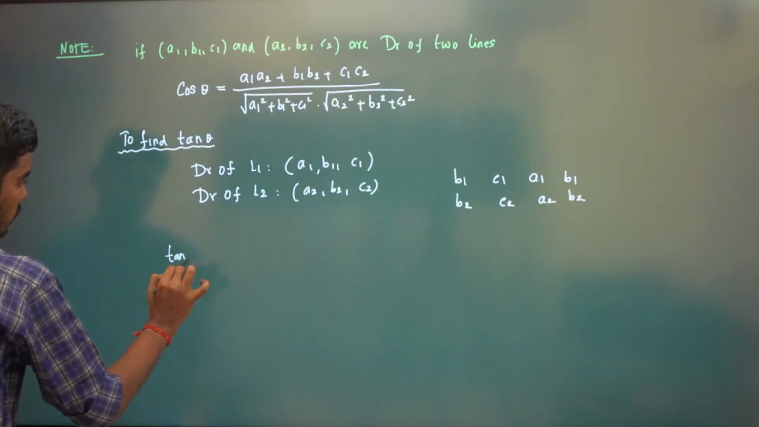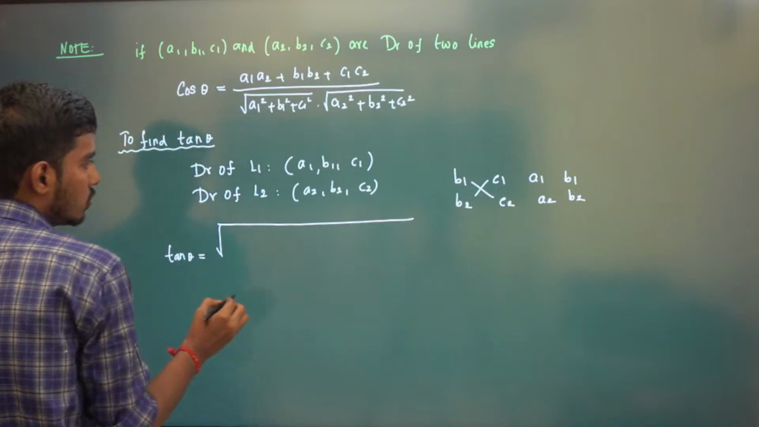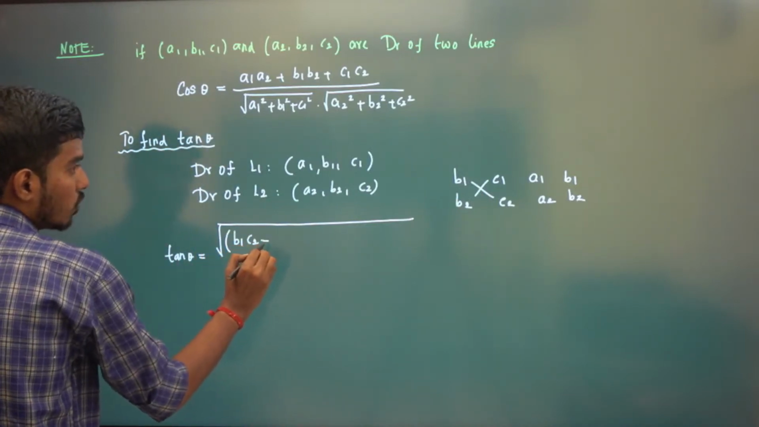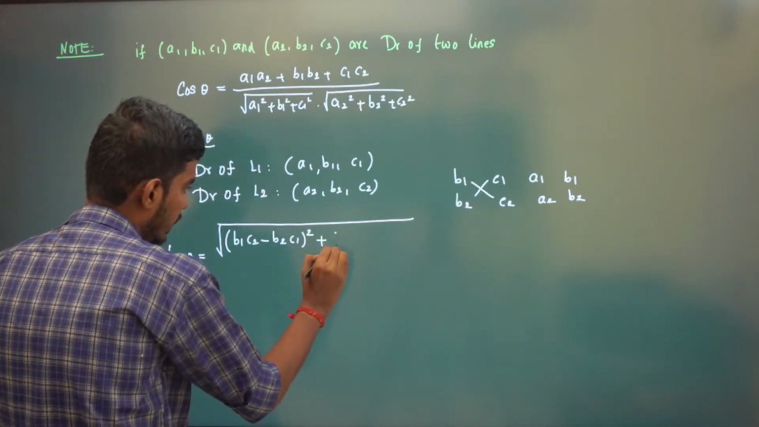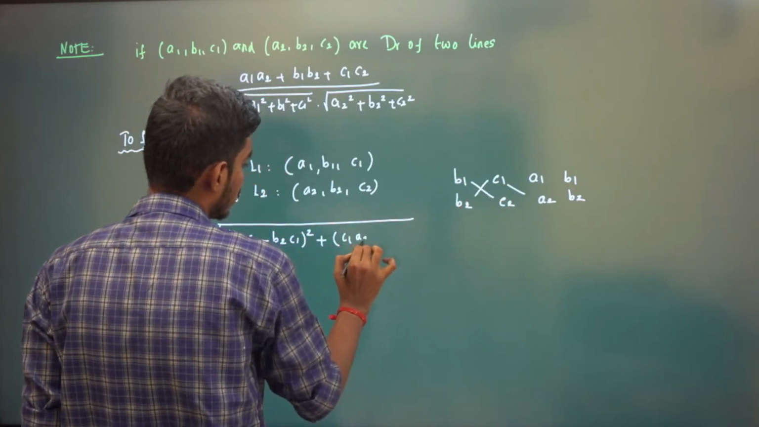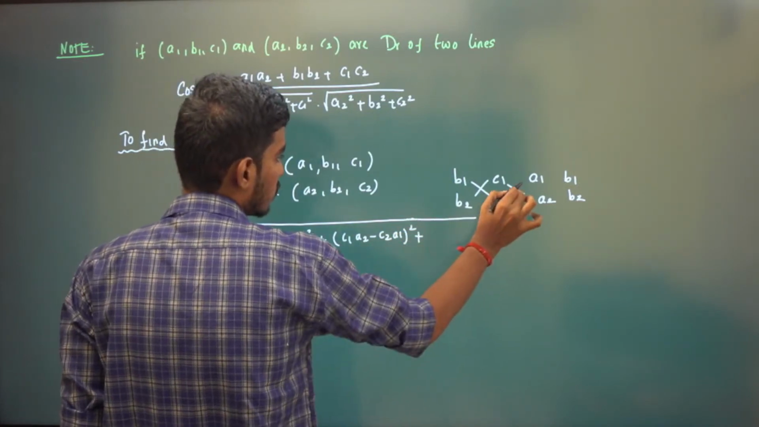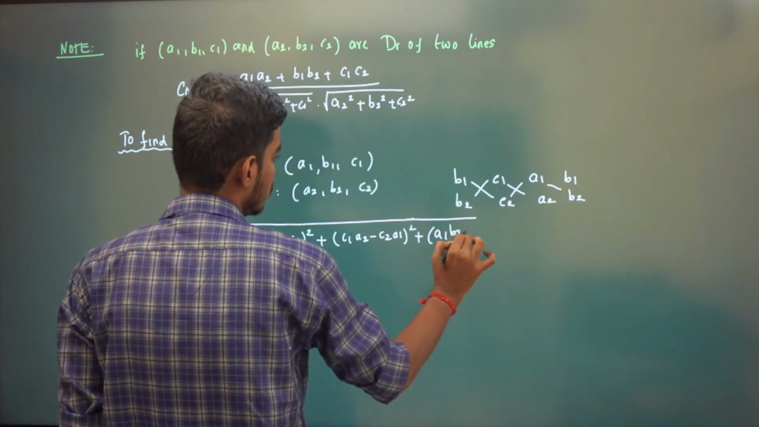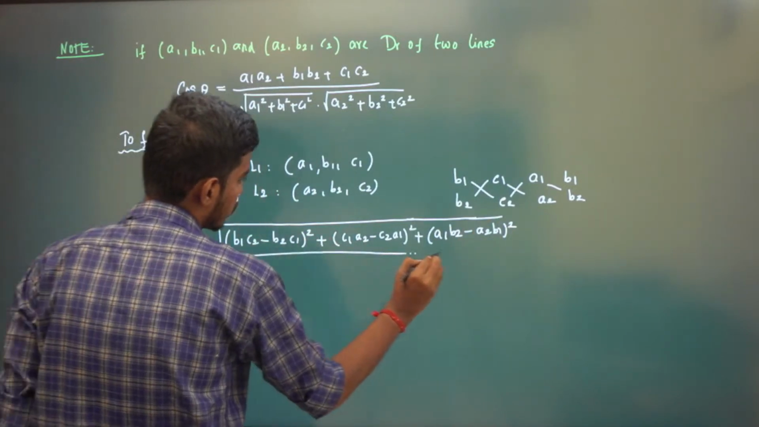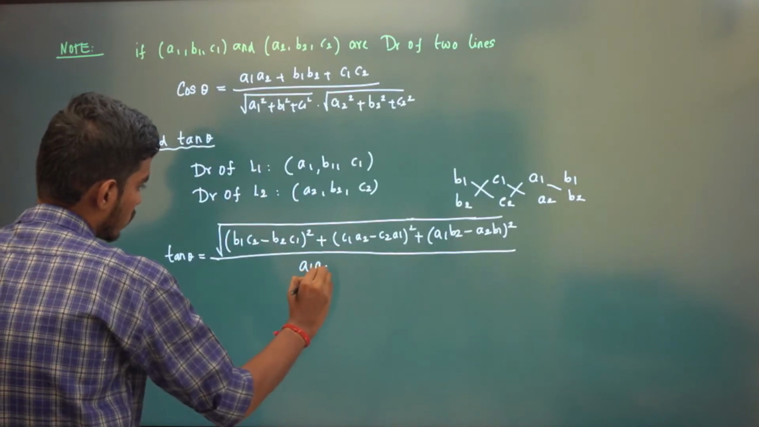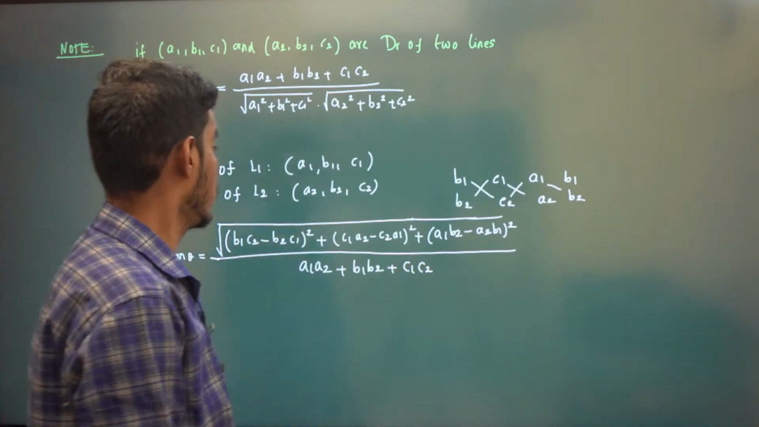So we have tan theta equal to the square root of this one minus this one: B1 C2 minus B2 C1 whole square, plus C1 A2 minus C2 A1 whole square, plus A1 B2 minus A2 B1 whole square, whole divided by A1 A2 plus B1 B2 plus C1 C2. This is the formula to find tan theta.